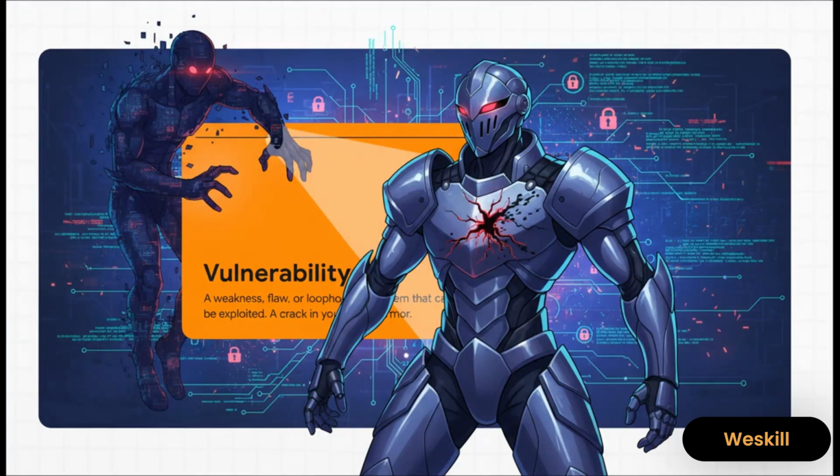That weakness has a name. It's called a vulnerability. The best way to think about it is like a crack in your digital armor. It's this passive flaw, just a little loophole sitting there, waiting for someone to find it. On its own, it doesn't do anything, but it makes you open to an attack.